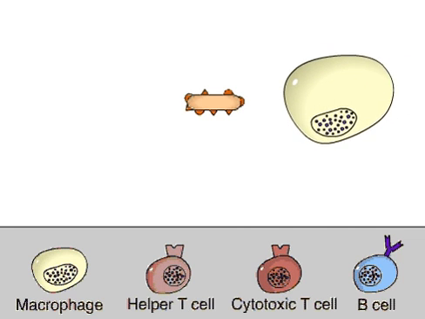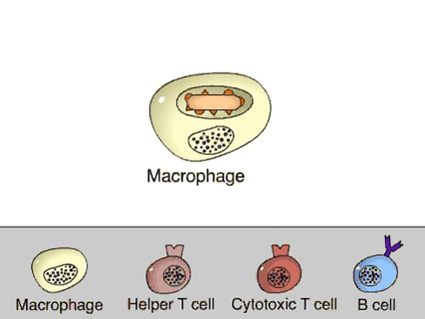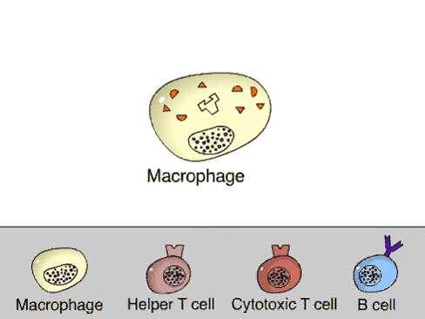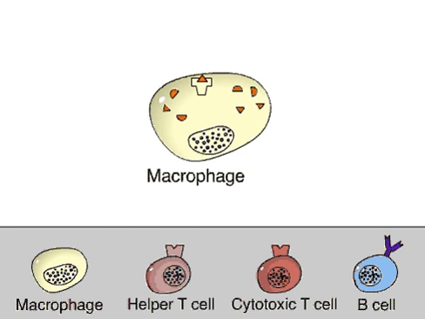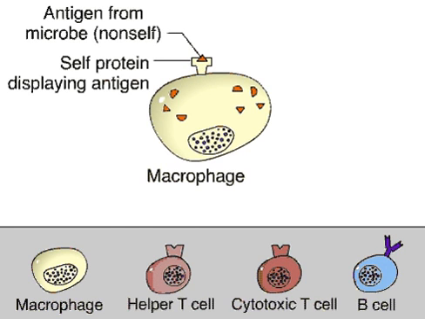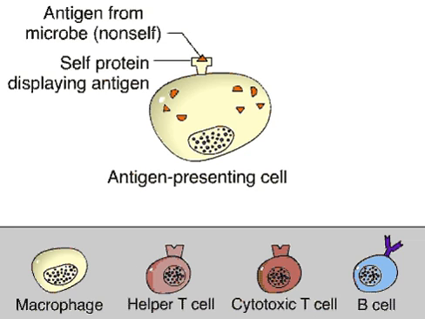A macrophage engulfs an invader and breaks it into pieces. It displays the foreign antigen on its surface, along with a self-protein that acts as a label for the body's own cells. The macrophage is now an antigen-presenting cell.